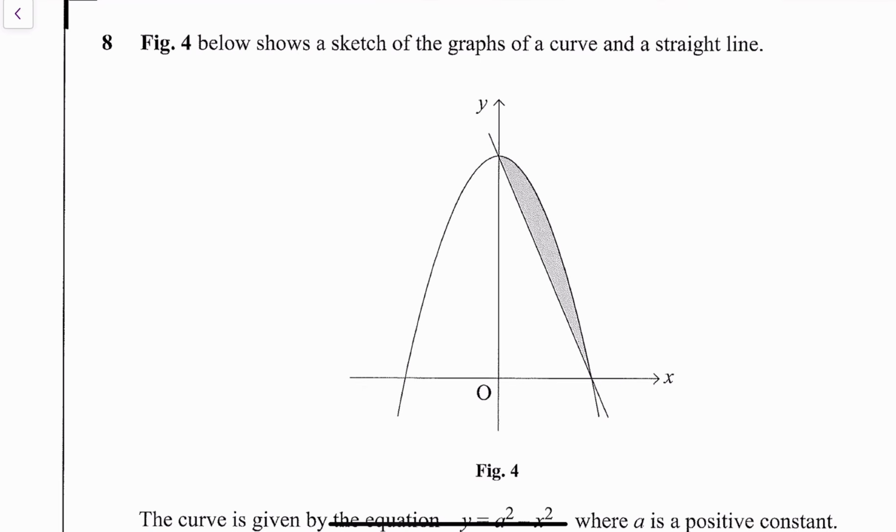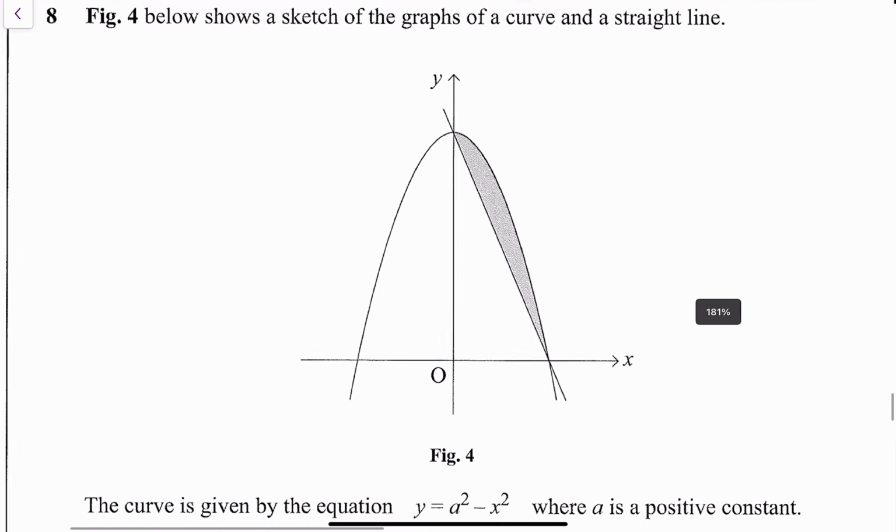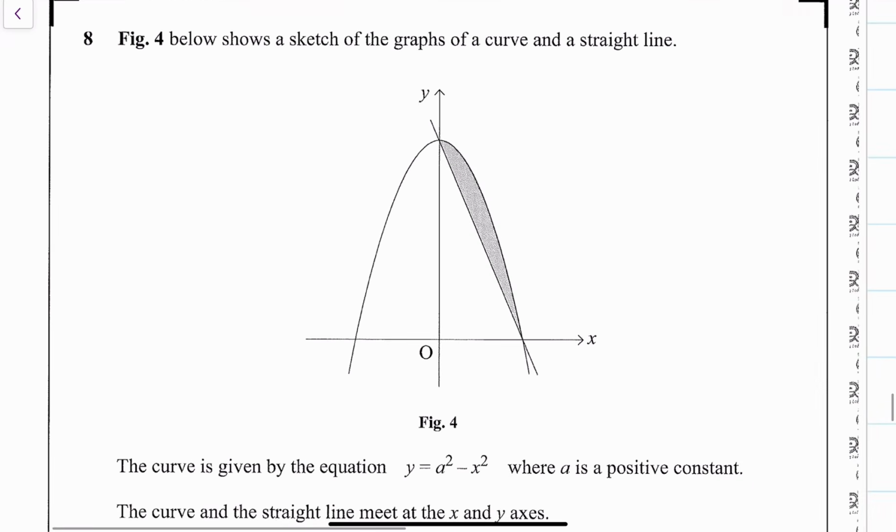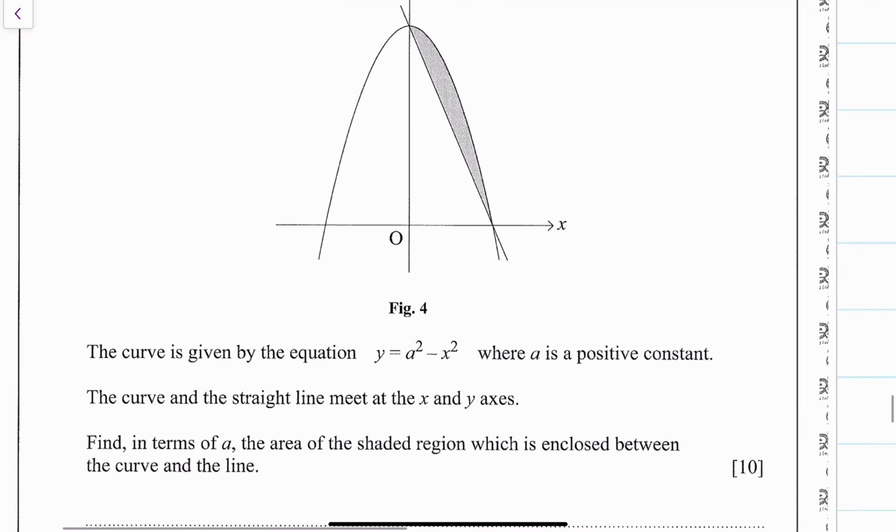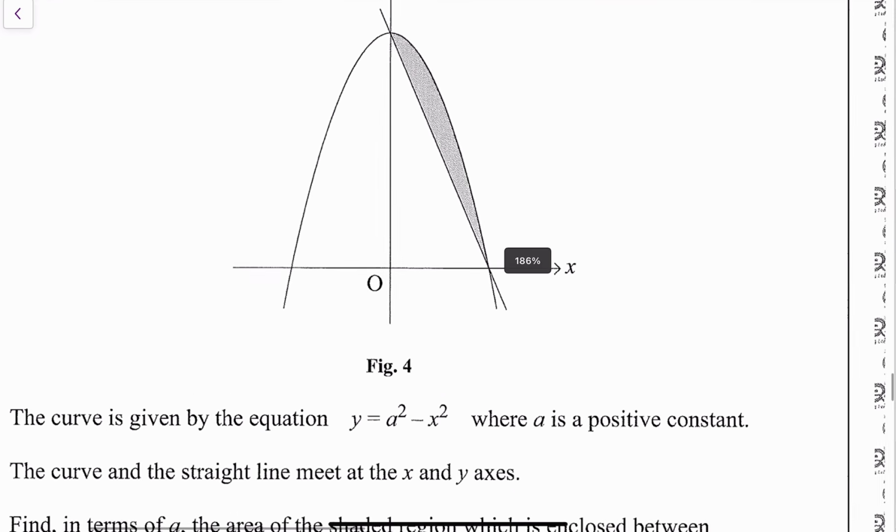A big blank page here. Right, what's going on in this one? We've got a wee integration question. It says, figure 4 below shows a sketch of the graphs of the curve and a straight line. The equation of the curve is given by y is equal to a squared minus x squared, where a is a positive constant. The curve and a straight line meet at the x-axis and the y-axis. Find in terms of a the area of the shaded region. Okay, right. This point here.